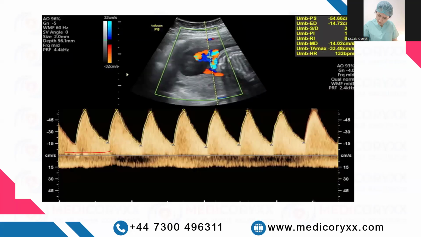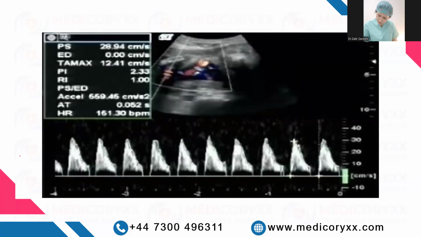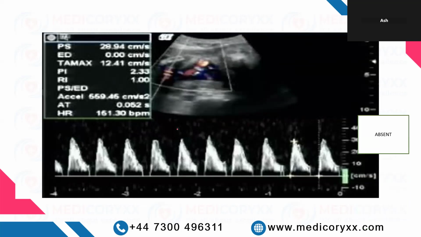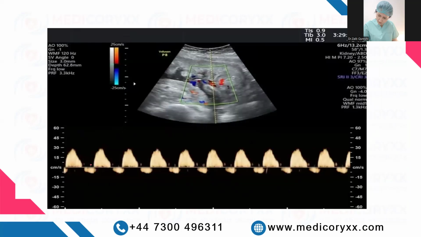This is normal, right? This is what? Reduced end diastolic flow. This is again absent, right? Absent flow. This is absent end diastolic flow. This is reverse. When it will go below that threshold, this is reverse end diastolic flow.